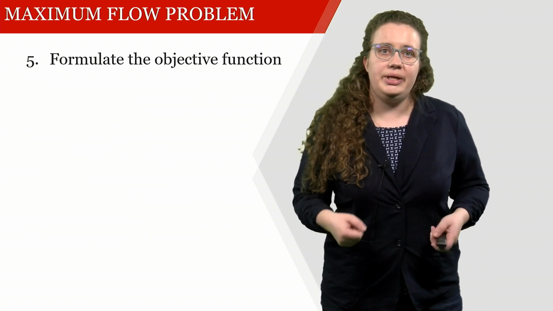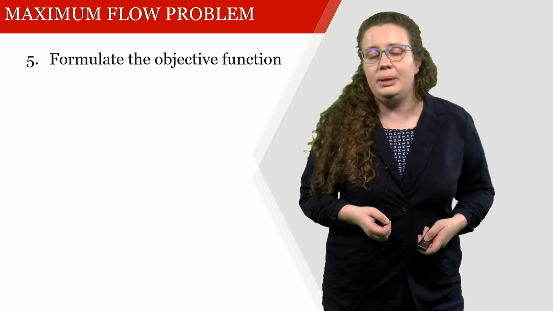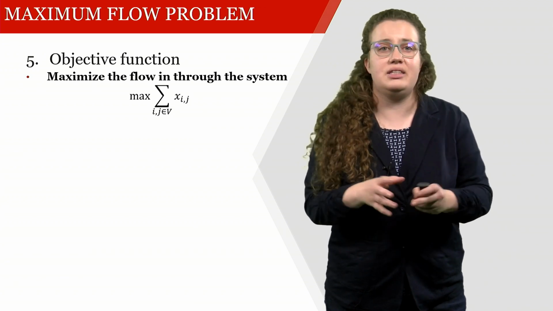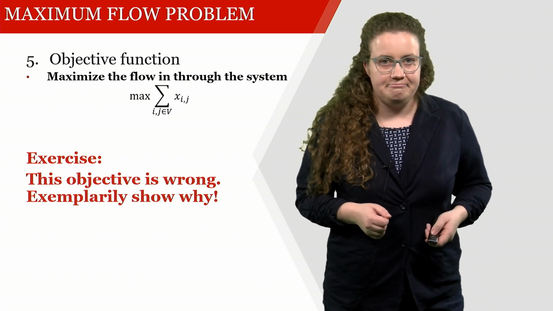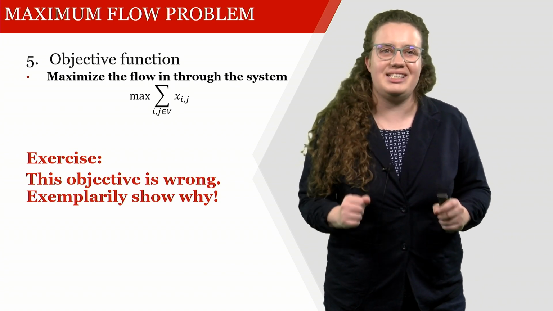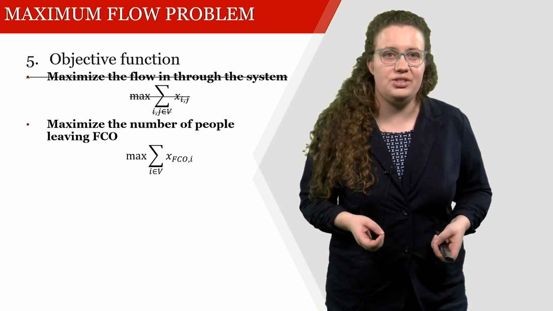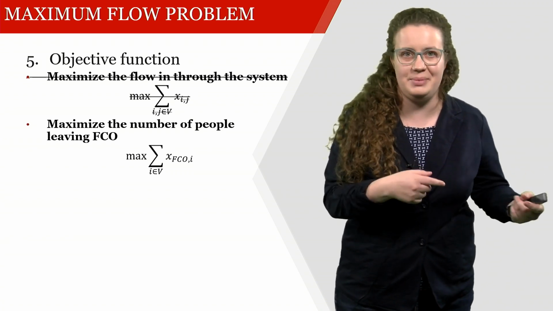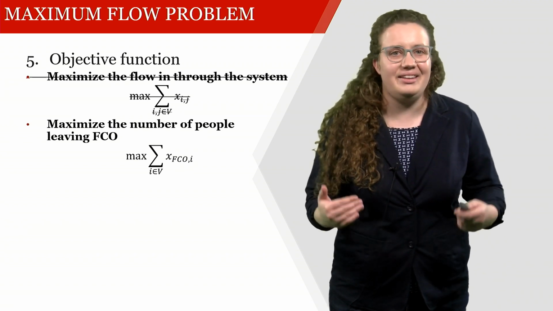The last step is formulating the objective function. Our objective function is to formulate the flow. Let's say this is what we want to do: we want to maximize the total flow that goes through this network. The problem is, this is wrong. As homework, you can show why this is wrong, and we're going to discuss this in class. The correct objective function is maximizing the number of people that leave Rome or that enter Amsterdam. And please show as part of your homework why this is the case.